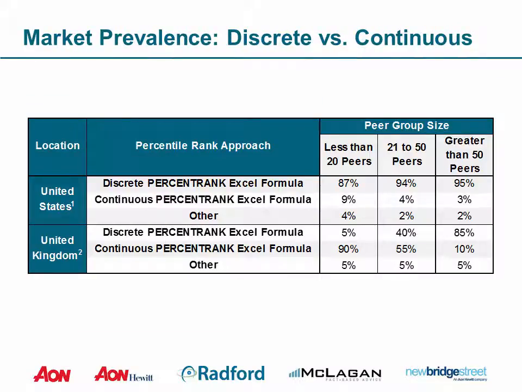What is the prevalence of the discrete versus the continuous method of calculating percentile rank that we see in practice? For all sizes of peer groups, the discrete method is more prevalent in the US. The continuous method is more prevalent in the UK for small peer groups. For peer groups with more than 20 companies, the prevalence starts to trend towards the discrete methodology.